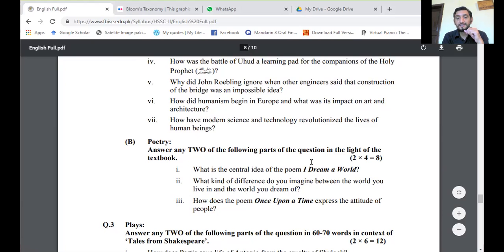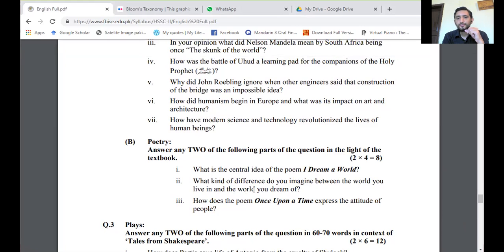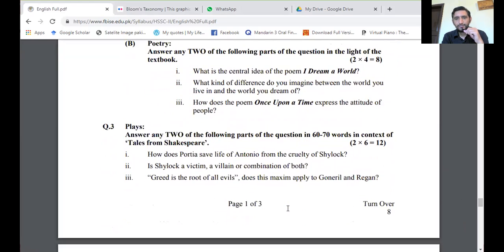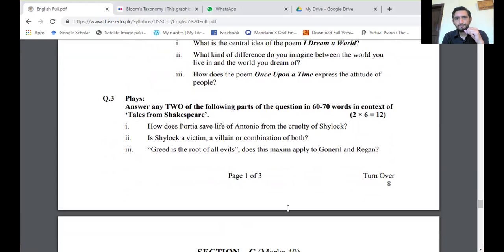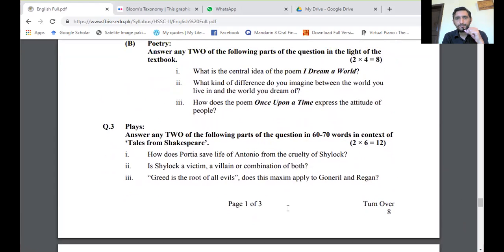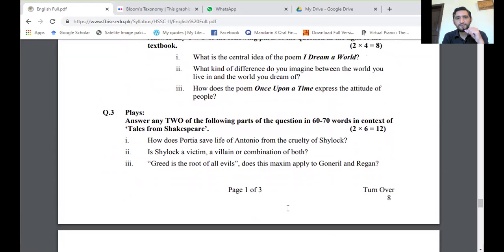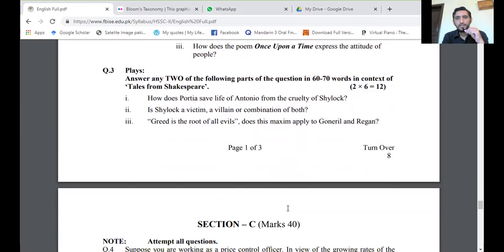No, this is not the same. This is a question that's been asked directly to you. What kind of difference do you imagine between the world you live in? If you're living in Rawalpindi, what kind of world is it here, and the kind of world that you dream or fantasize about? So this is part B.